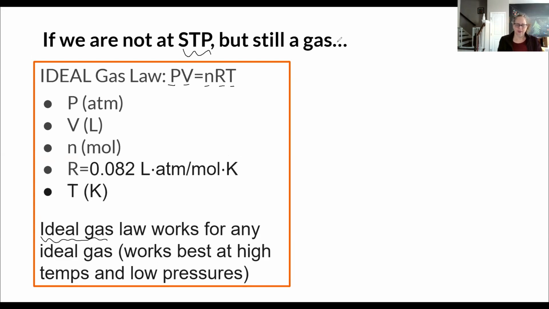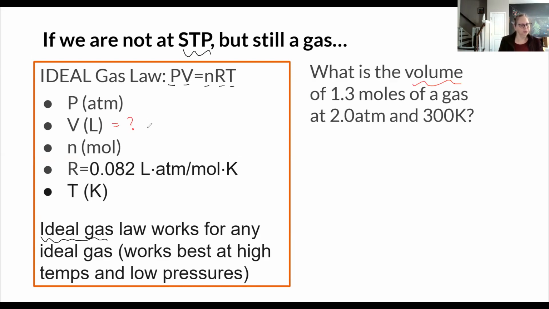So let's organize. What is the volume? So our unknown is the volume. So I'm going to put a question mark right here. The volume's always going to be in liters. In the ideal gas law, we have 1.3 moles. Moles is n. So 1.3 moles is one of our knowns, at 2.0 atmospheres, the pressure is in atmospheres, and 300 K. That's 300 Kelvin. That is our temperature. The temperatures have to be in Kelvin.